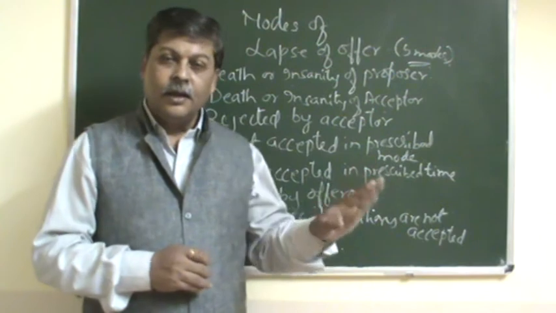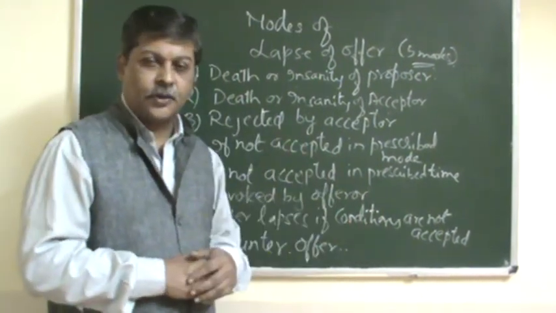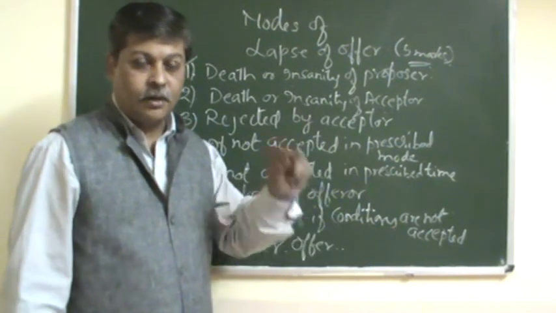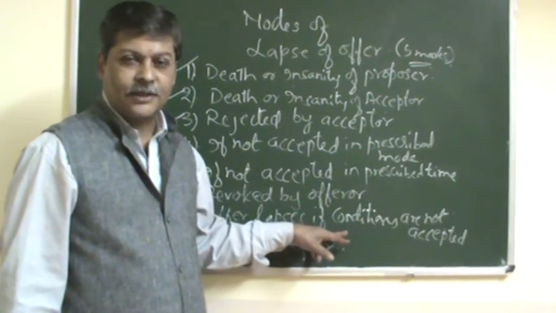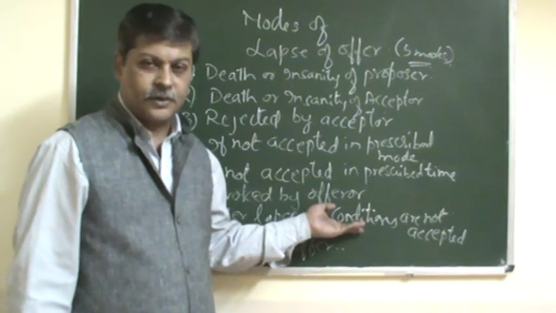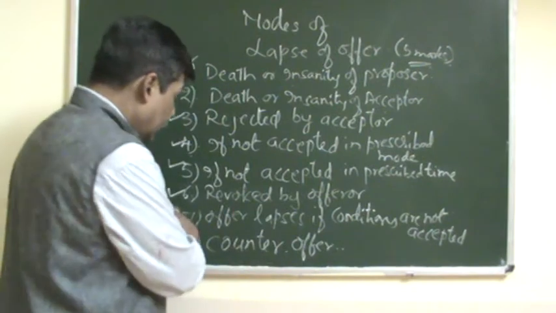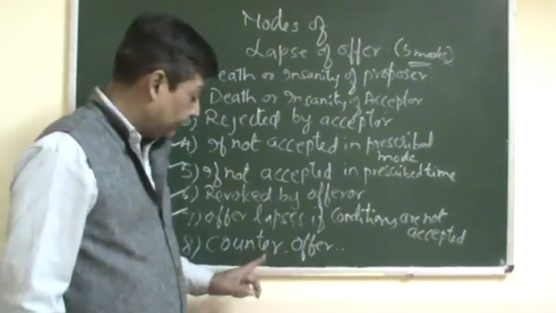So A need not proceed further because the offer has come to an end, because the condition is not fulfilled by B. What does the offer say? That he has to send 10,000 along with his acceptance. But B has not sent that 10,000 rupees. So the offer is said to have lapsed. The offer lapses if conditions are not accepted.